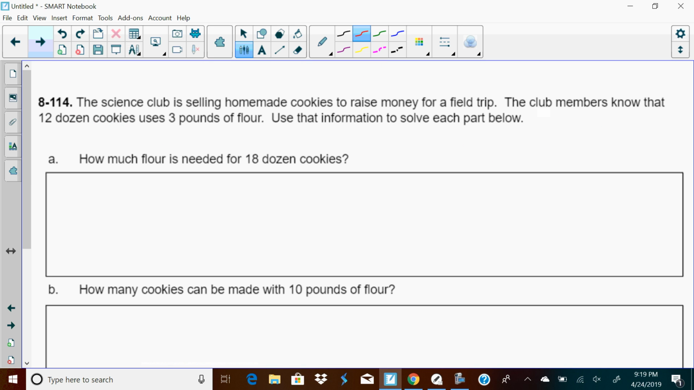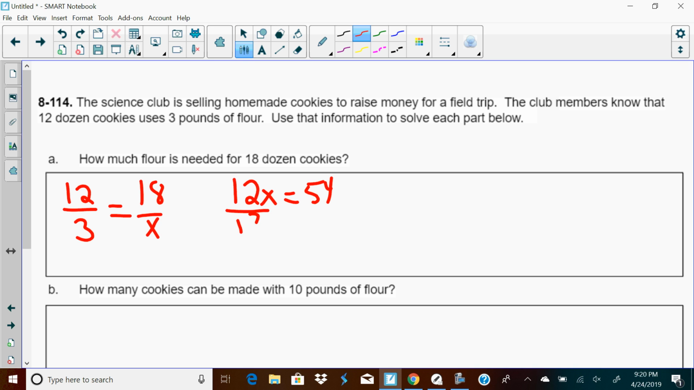Okay, problem 114. Science Club is selling homemade cookies to raise money for a field trip. The members know that 12 dozen cookies equals 3 pounds of flour. Use that information. So how much flour is needed for 18 dozen cookies? So I solved the proportion. I got 12x equals 54 divided by 12. So x ended up equaling 4.5 pounds.